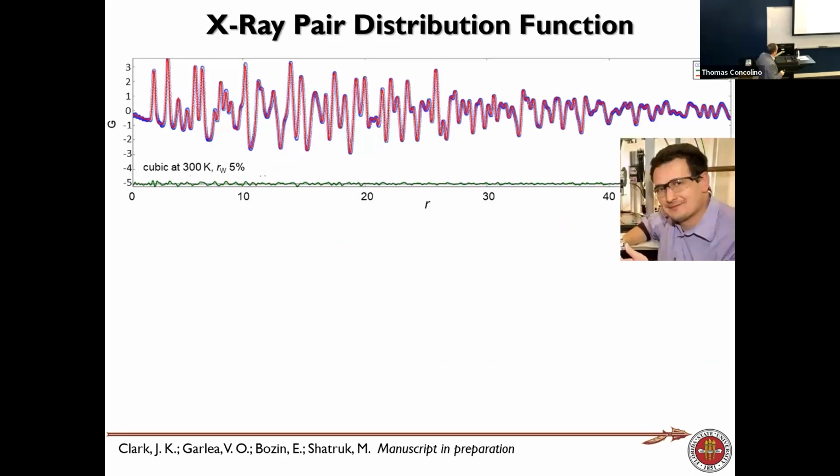But in the meantime, what we did, we tried to do X-ray pair distribution function analysis. And Emil Bozin at Brookhaven recorded this total scattering pattern. And so this is fit to cubic structure, 300 Kelvin.